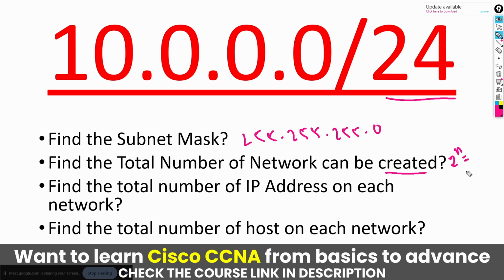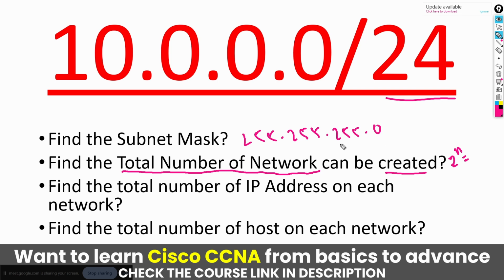Host bits? No. What is the question? Total number of networks. You have to find the total number of networks. So 2 to the power n is equal to what? n indicates what? The bits borrowed from the host ID. Yes, total number of bits borrowed from the host ID.